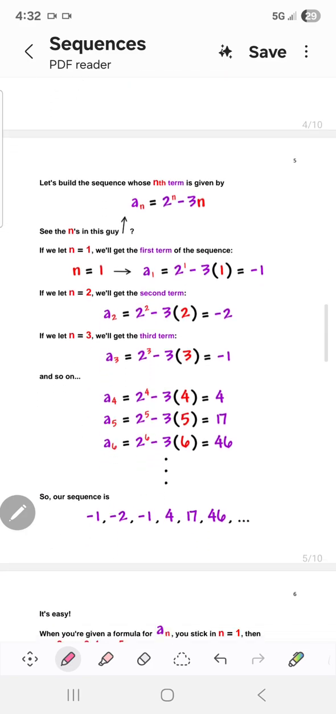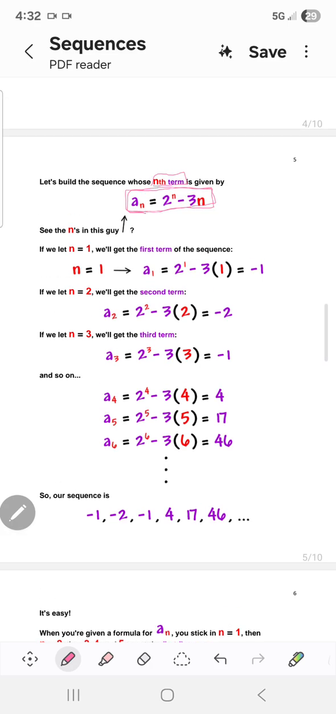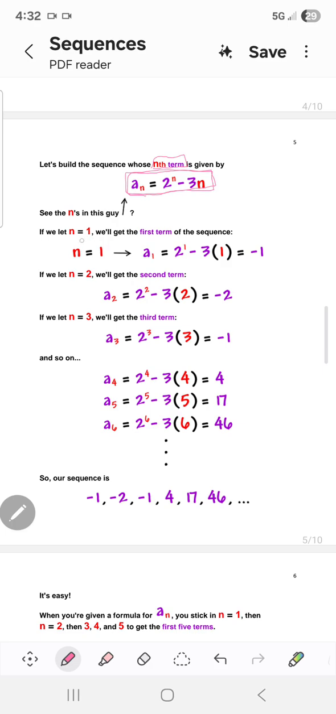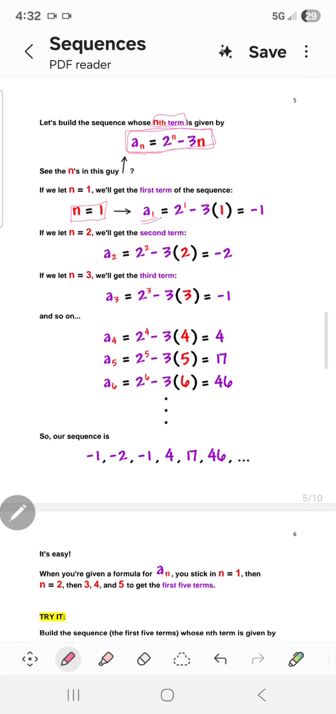All right, so how does this really work? Let's build the sequence together, and here is the nth term formula. This is the formula. A sub n equals 2 to the n minus 3n. Remember, what is n? N is just whatever they're going to tell you. Is it the first term? If the first term, n is 1, second term then n is 2, third n is 3. So let's find the first term. I'm going to let n be 1. First term, a1. That's 2 to the first minus 3 times 1. Well, that gets me negative 1.